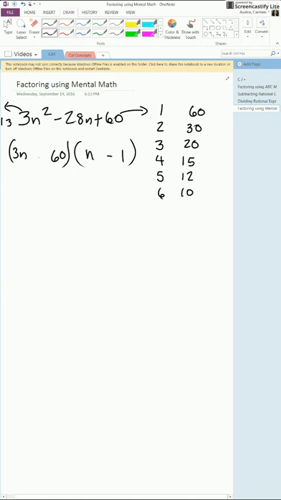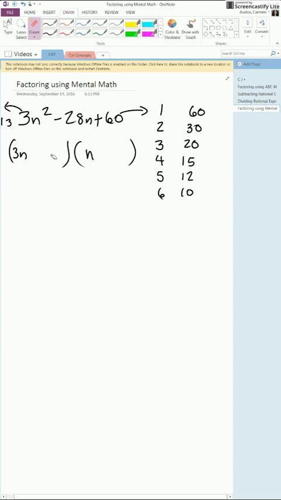If I were to make this negative, then that would give me a negative 3. And I know that this has to be a positive sign, so if this one is negative, this one would have to be negative too, because a negative times a negative is a positive. Then this would be negative 3n minus 60n, and that doesn't give me negative 28. So we know 60 and 1 doesn't work, and then I have to keep trying all the values.